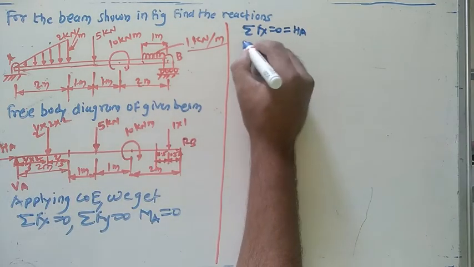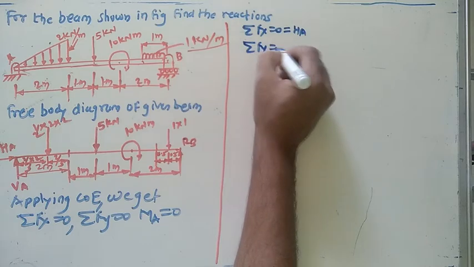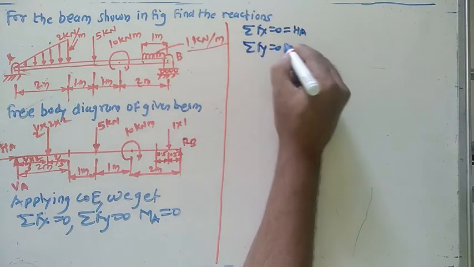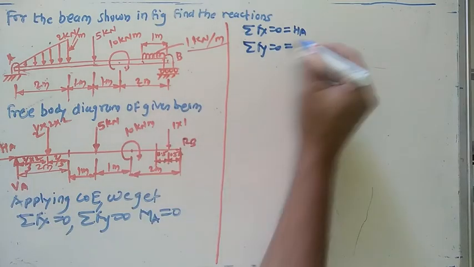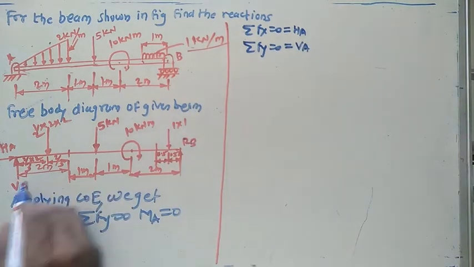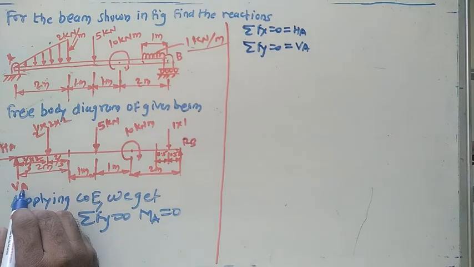Now what's the next one? The next condition is summation of Fy equals 0. Now focus only on the vertical forces. So here is the vertical force. The first vertical force, whose magnitude is VA. Okay, so VA. What's about this one?